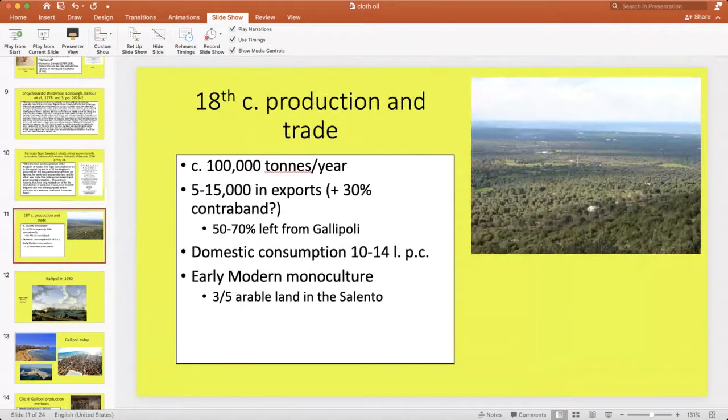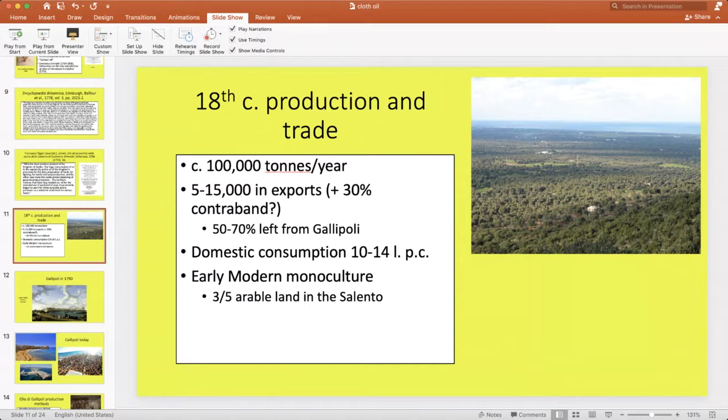Here are some of the estimates drawn from some fine historians who worked on oil in the 18th century, and this is mostly taken from then. But it's estimated that the kingdom was using about 1,000 tons of oil per year. That compares more or less with the figure I showed you before.